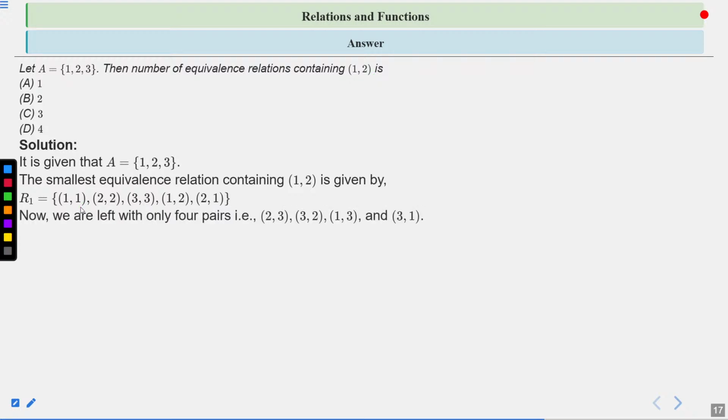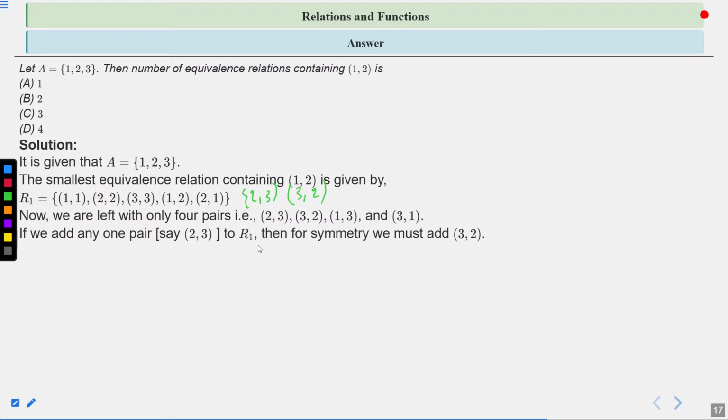Now we are left with only 4 pairs, which are (2,3), (3,2), (1,3), and (3,1), right? If we add any one pair, say suppose we are adding (2,3) to R1, then for the symmetricity we must add (3,2) also, right? Got it?